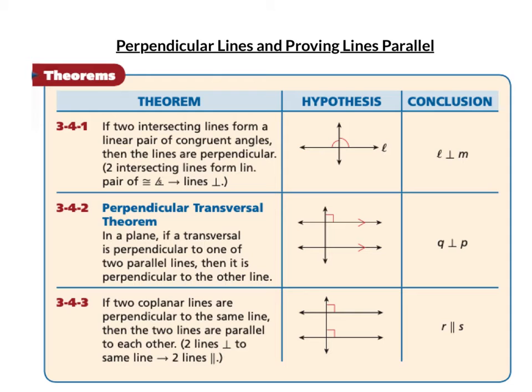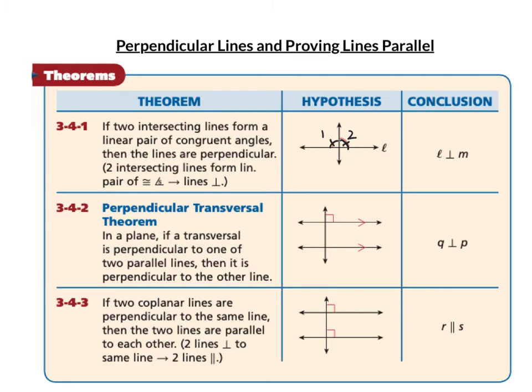If two intersecting lines form a linear pair, so the two angles, let's call them 1 and 2, are a linear pair because they make a straight line. If they form a linear pair of congruent angles, so the two angles are congruent, then the lines are perpendicular. Think about why that is. If the two angles form a linear pair, then by the linear pair theorem, they're supplementary. So they add to 180. If they add to 180 and they're congruent, then each of them has to be 90.